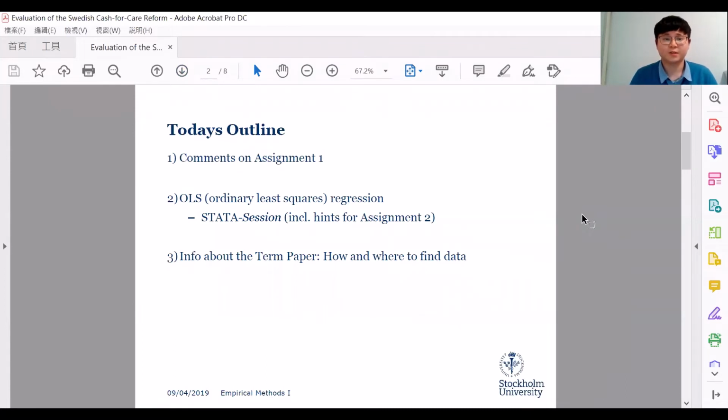So this is today's outline. Today we are going to do three things. First, I will have some comments on your assignment 1. Second, there will be a further data session, and I will also give you some hints for assignment 2. The third thing is I'm going to give you some information about the term paper, for example, how and where to find data that you need in your term paper.